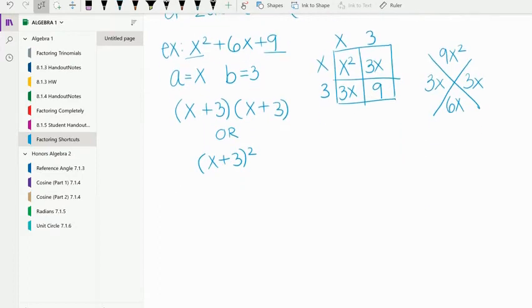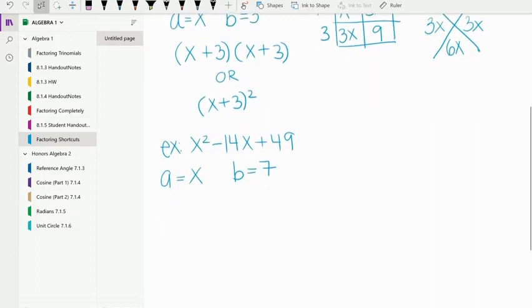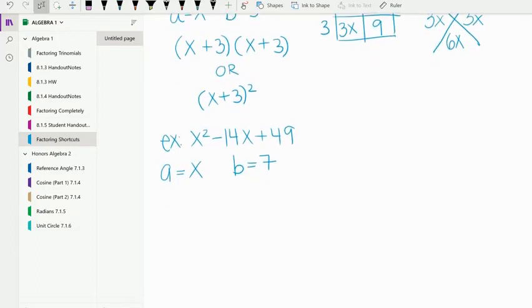Okay, let's go ahead and try another one. So what if we have x squared minus 14x plus 49? Let's see. My a value would be x, because that's the square root of x squared. My b value would be 7, because that's the square root of 49. If I multiply those together, I get 7x, and when I double that, I do get 14x. So this is a perfect square trinomial.